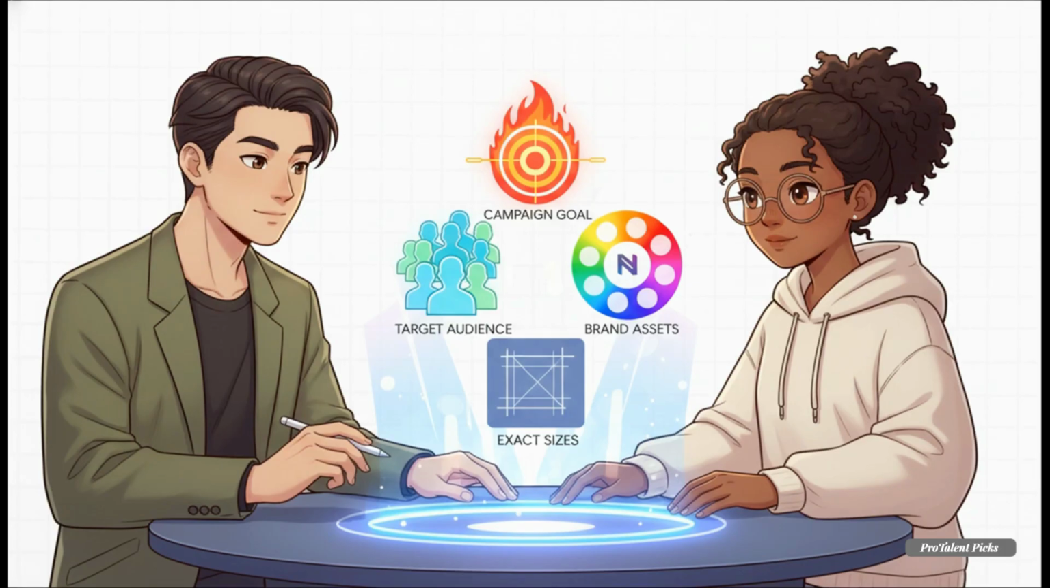There are 4 mandatory elements you must provide before design begins. 1, your explicit campaign goal. Is it conversion, awareness, or engagement? 2, the specific target audience. 3, your upfront brand assets, like vector logos and exact color hex codes. And 4, the exact sizes and formats listed explicitly. I cannot stress this enough. Discovering a missing size after approval is arguably the most expensive, completely avoidable disaster in banner design.